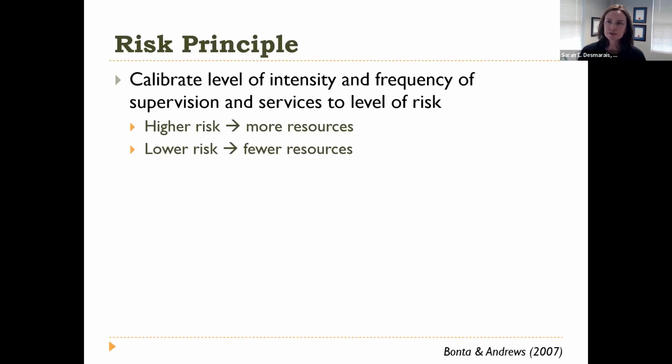So the risk principle, for those who are not familiar with RNR, is the idea that you need to calibrate the level of intensity, frequency of supervision and services to the level of risk that a person poses to public safety and to themselves. So somebody who is higher risk should have more resources, more restriction, more services allocated to them. Somebody who is lower risk should have fewer resources, services, and restrictions. So it makes very intuitive sense. It's very logical. It is not rocket science in any way. However, it is incredibly hard to do in practice for a few different reasons.